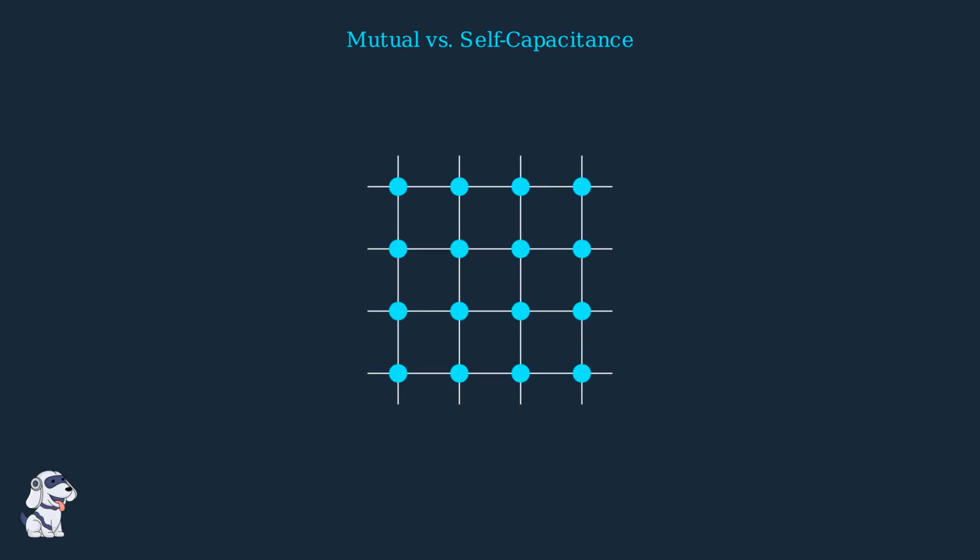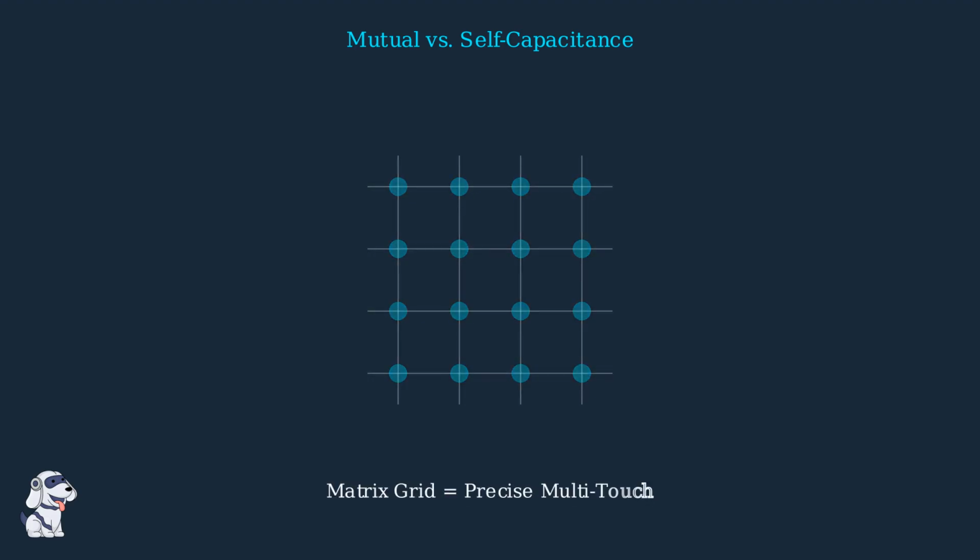Here, the controller measures the charge at the specific intersection where row and column electrodes cross. This grid-based matrix creates a unique signal for every intersection. By monitoring these points, the device can track multiple touch points across the entire screen simultaneously with extreme precision. This approach is what enables complex gestures like pinching and zooming, making it the foundation of modern multi-touch technology.